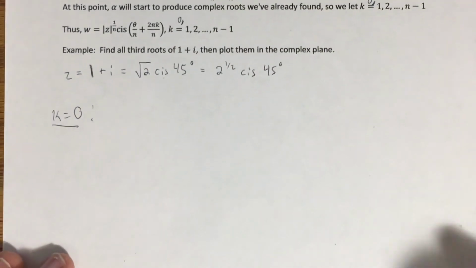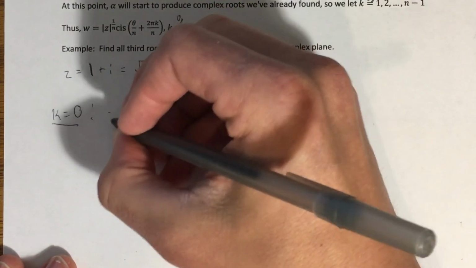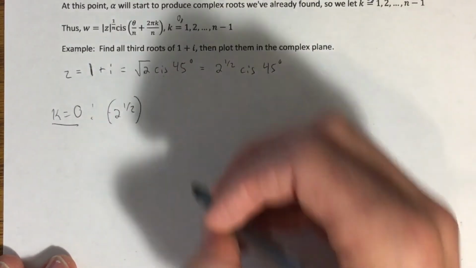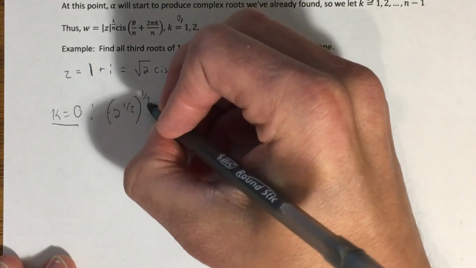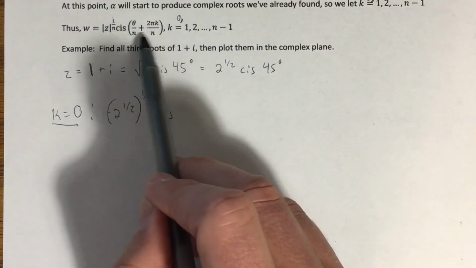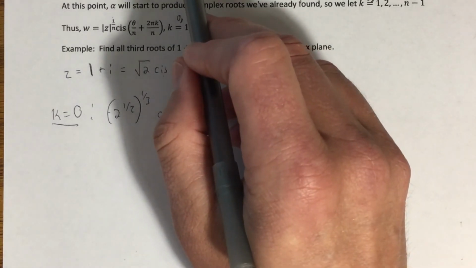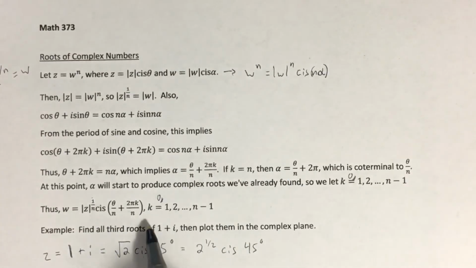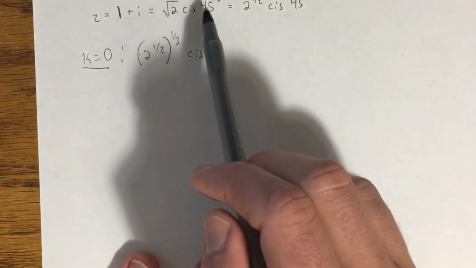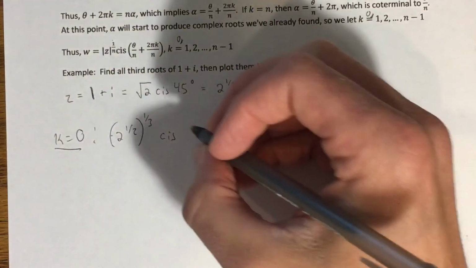So in the case of k equals 0, my nth root is going to be 2 to the 1/2 power to the 1/3 power cis of. Now, here's where the argument of the cis shows up. Theta is whatever my argument for z was. So you'll see the theta here comes from whatever your argument of z was. That means I'm looking at 45, but I'm dividing it by n. Okay, so in this case, n is 3.